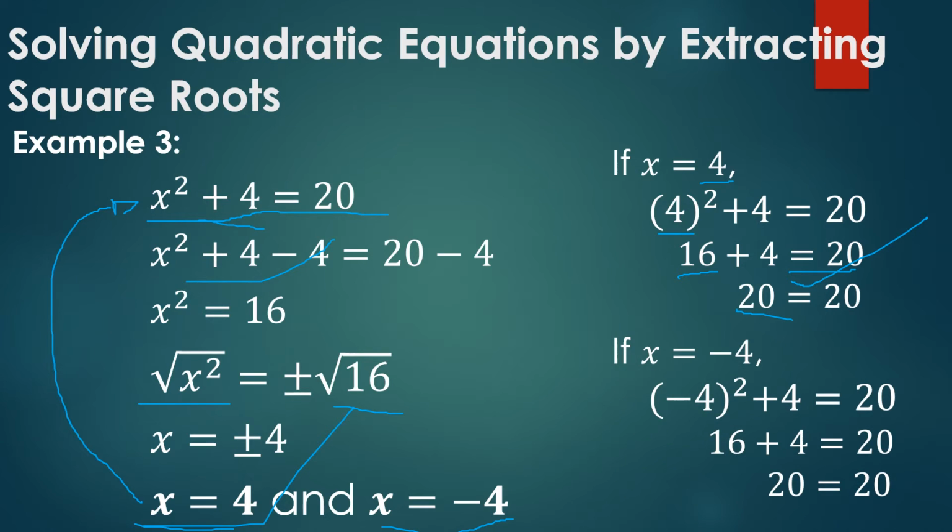What if x is equal to negative 4? Again, by substituting negative 4 in the equation, we have negative 4 quantity square plus 4 is equal to 20. By simplifying negative 4 quantity square, we will have 16. 16 plus 4, will it be equal to 20? Yes, because 16 plus 4 is 20. Therefore, 20 is equal to 20. Again, nag-equal sila. Therefore, x is equal to negative 4 is also correct.